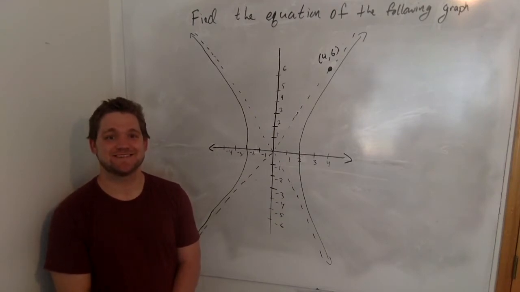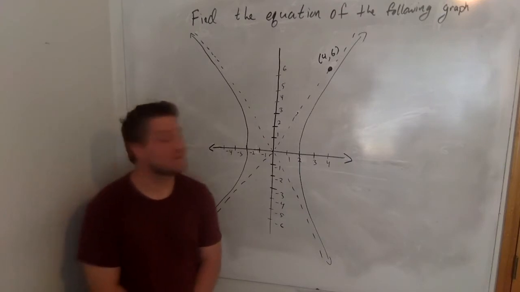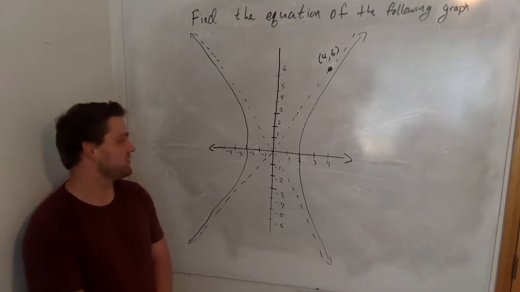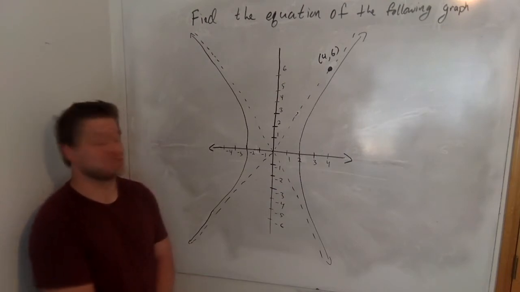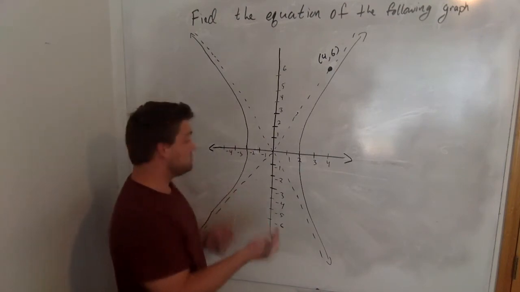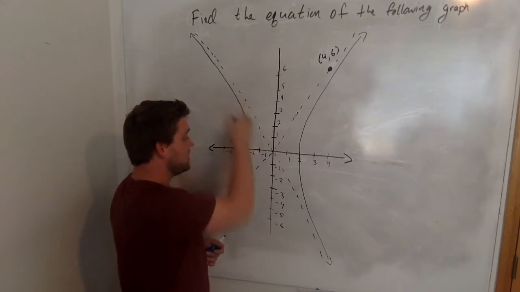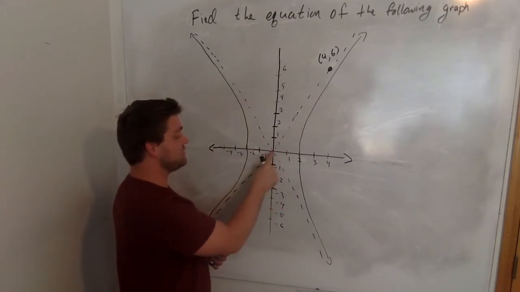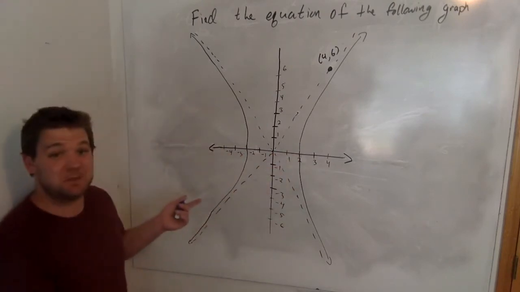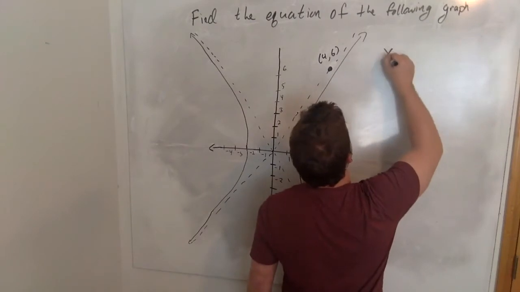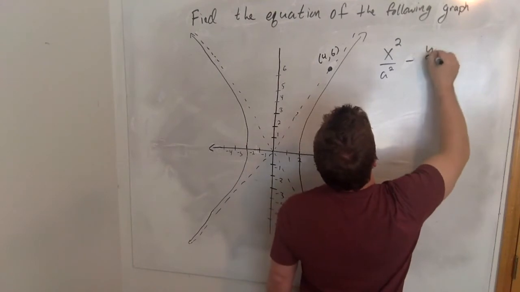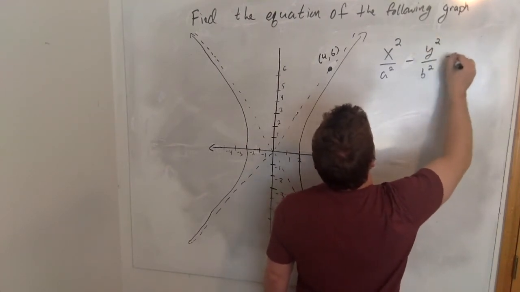Okay, let's do it together. The first thing I think we want to ask ourselves is, what is the orientation of this hyperbola? Or which version of the equation do we have? Well, it's good to notice here that this hyperbola, its center, which is the intersection of these two slant asymptotes, will be at the origin. So it has x-intercepts at 2 and -2. So the equation will be x squared over a squared minus y squared over b squared equal to 1.